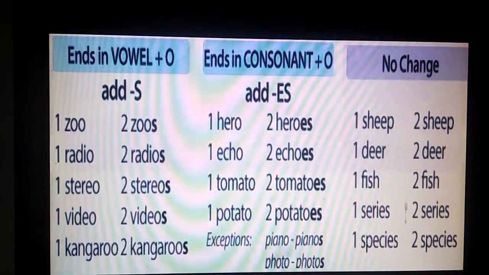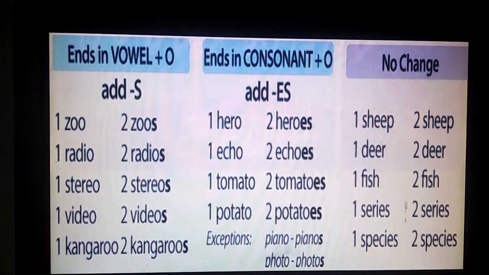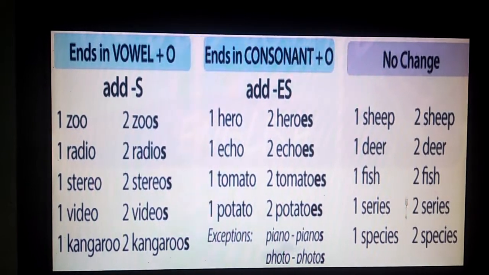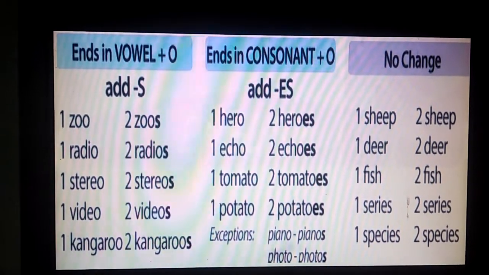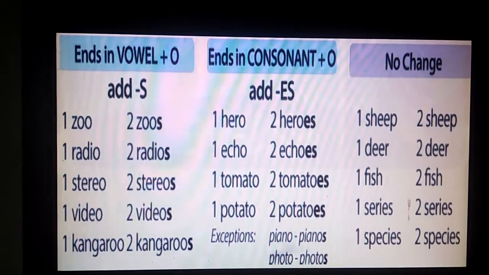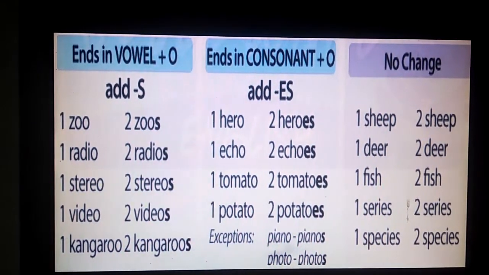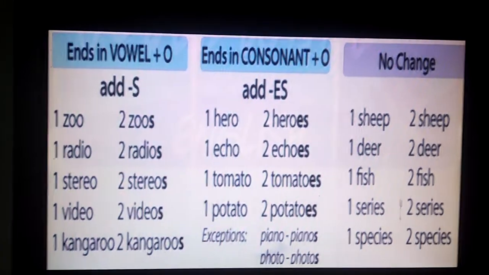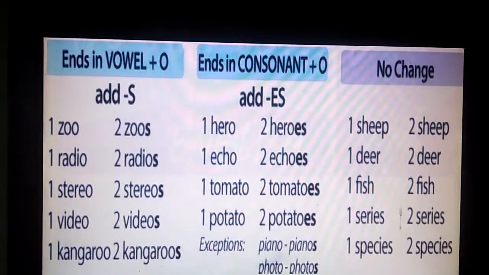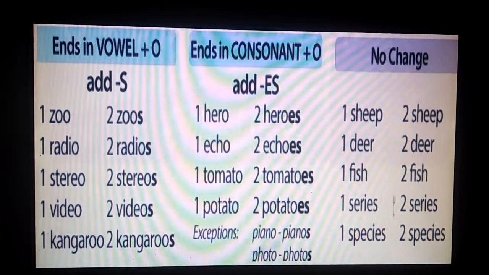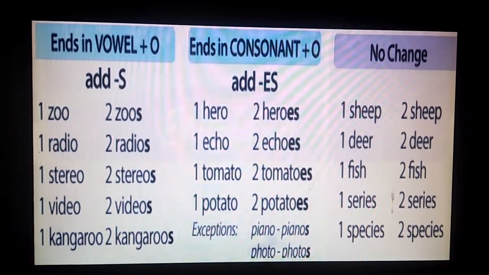Next rule, ends in vowel plus o, means the noun which ends with o but before that a vowel is there. We have to add s. Zoo, o is there, and before o again o, that is a vowel. So we have added s to that and made it plural. Radio, radios. Video, videos.